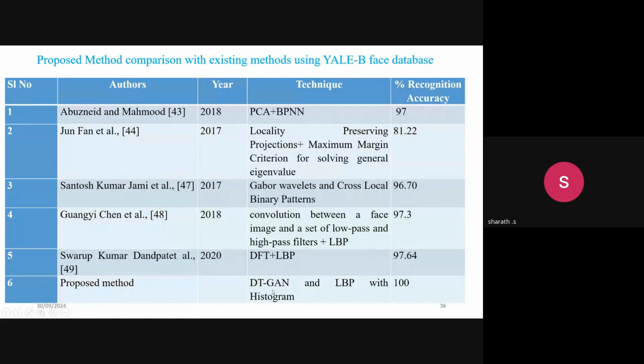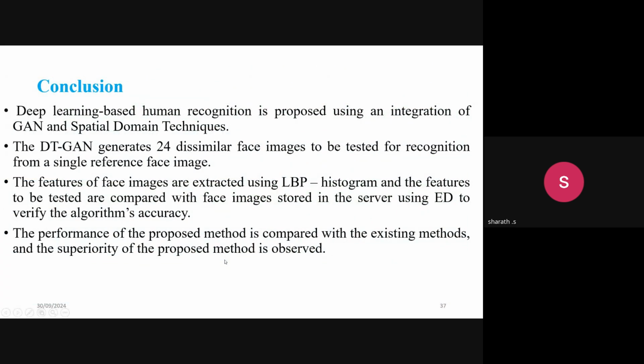And our method, as I said earlier, we used DTGAN LBP with histogram, and the accuracy was found to be 100 for the YALAB face database. So, conclusion: deep learning based human recognition is proposed using an integration of GAN and spatial domain techniques. The DTGAN generates 24 dissimilar faces which can be tested for recognition from a single reference image. The features of the face image are extracted using LBP histogram, and the features to be tested are compared with the face images stored in the server using ED. So the matching technique we used was ED, and the feature extraction technique was LBP and histogram.